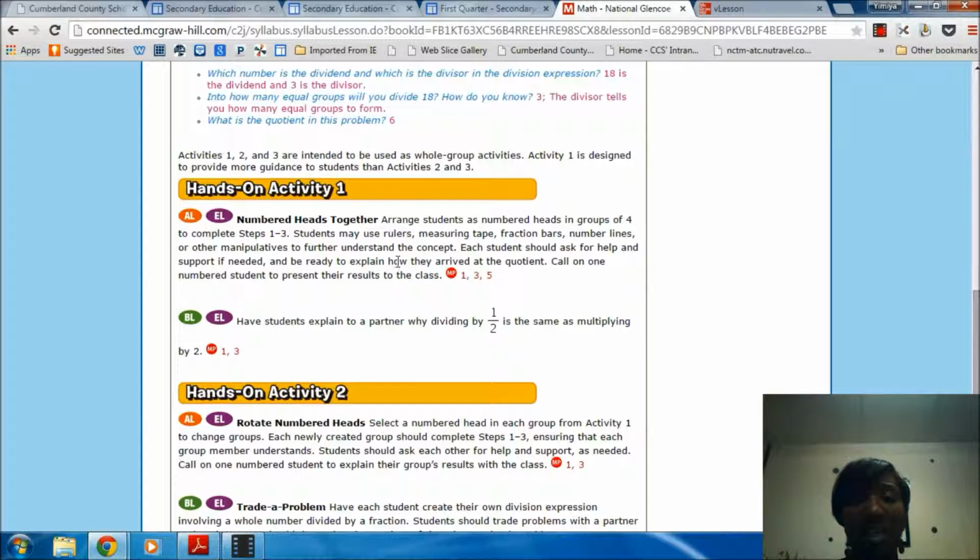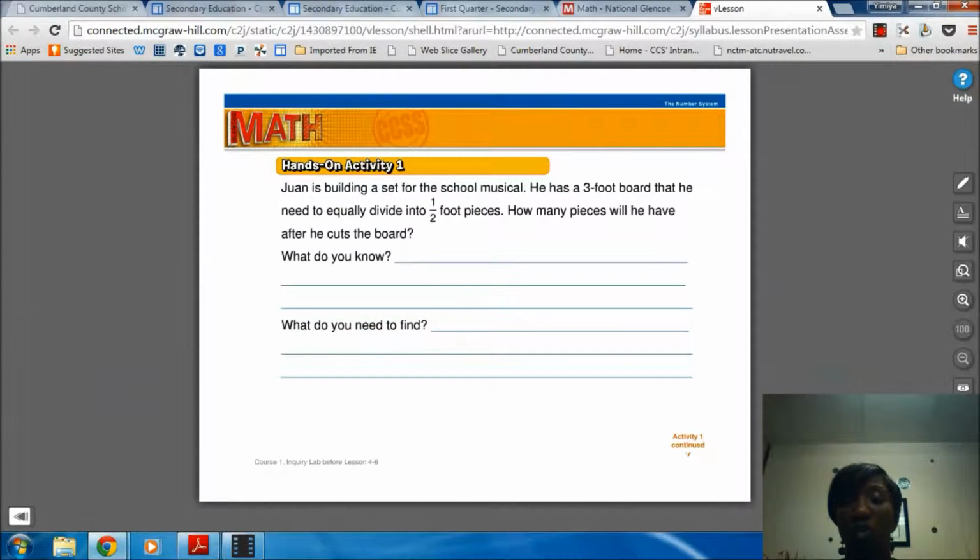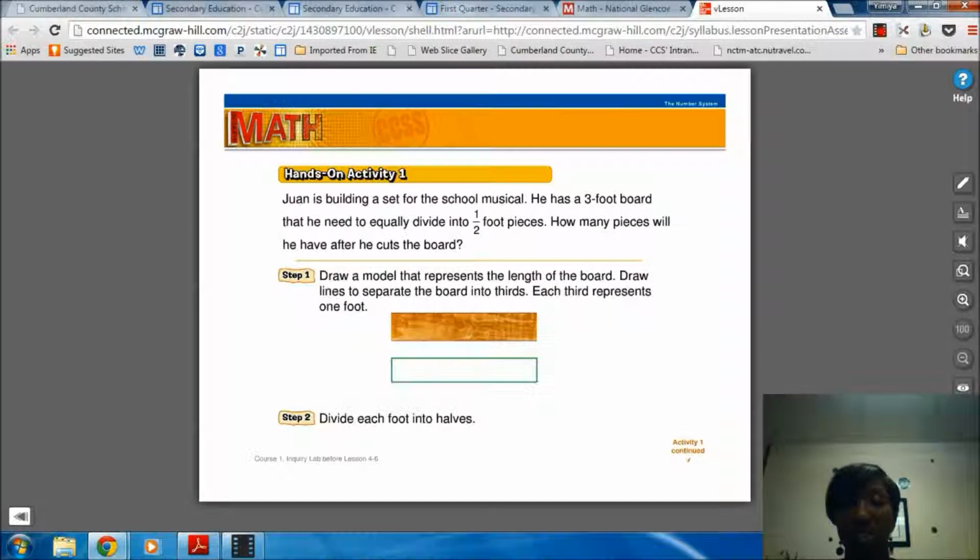So here it says, have the groups complete steps 1 through 3, and then you call on a student or a particular number in a group and have them explain their results to the class. And then it says students could take a second and explain to a partner why dividing by a half is the same as multiplying by 2. Again, that's helping them understand the concept of division and division of fractions. Okay, so that's for hands-on activity 1 that's in the inquiry lab.